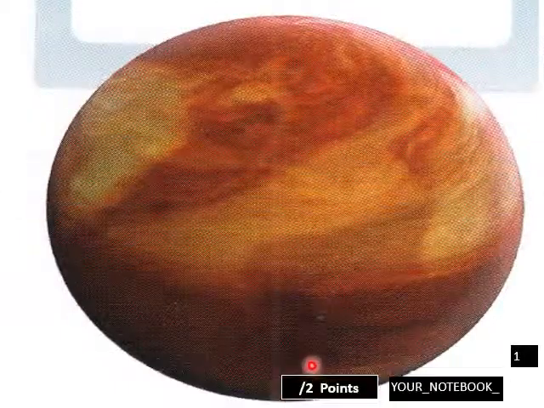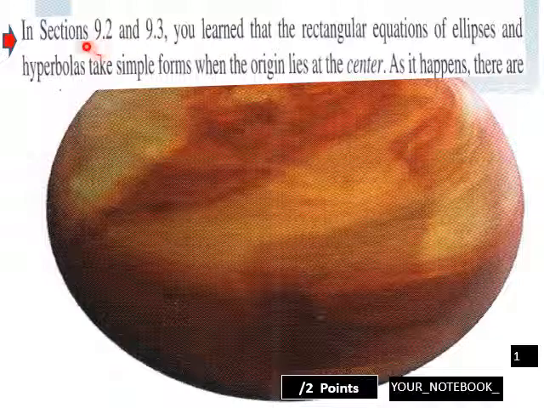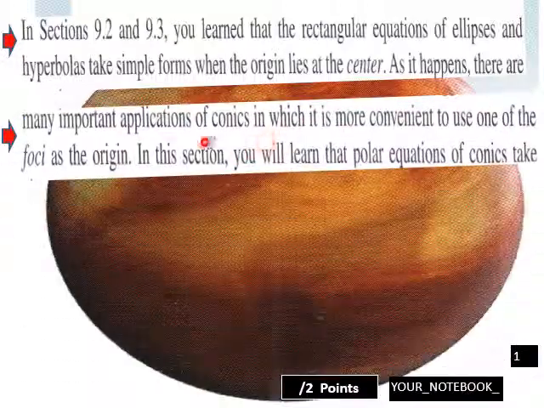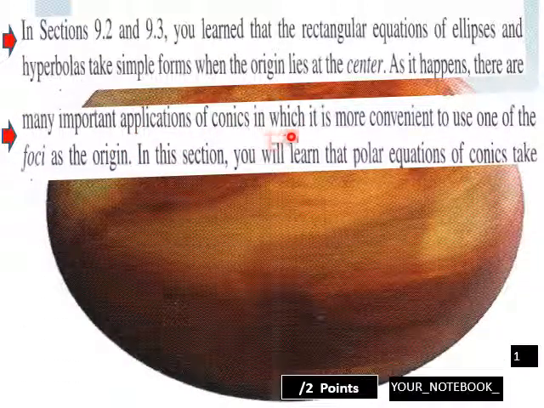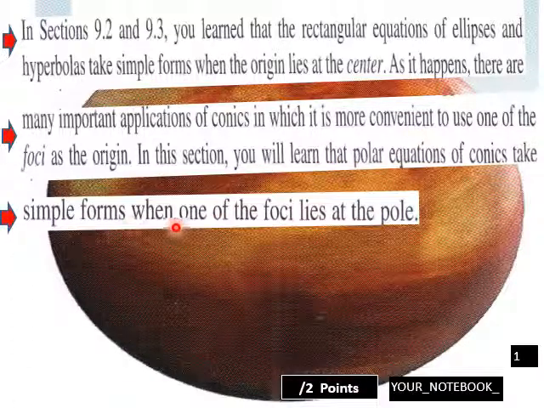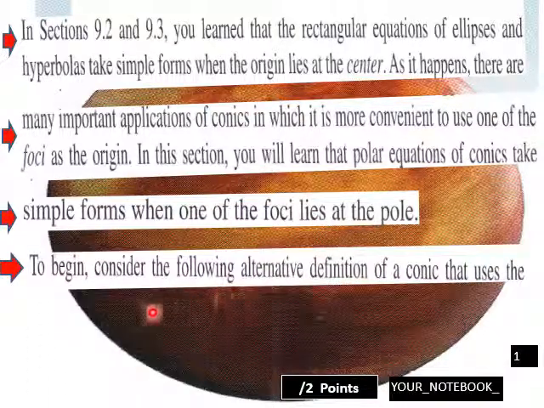For today's classwork, we'll start with a notebook page here. In sections 9.2 and 9.3, you learned that the rectangular equations of ellipses and hyperbolas take simple forms when the origin lies at the center. As it happens, there are many important applications of conics in which it is more convenient to use one of the foci as the origin. In this section, you will learn that the polar equations of conics take simple forms when one of the foci lies at the pole. So foci are key here.